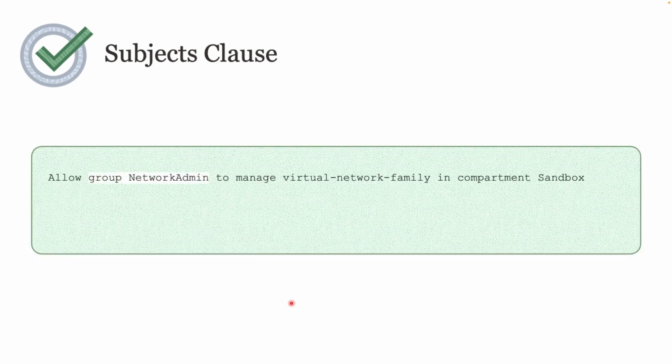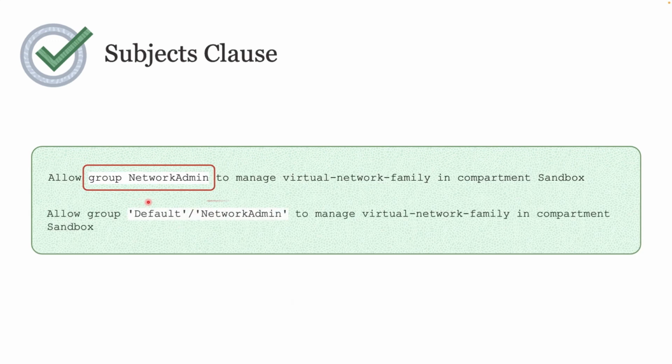One important point you should note is that when you do not prefix a domain name while writing the policy, as shown in the following example, then the default domain is implied. So you should always make a practice to prefix a domain name in a policy statement. Even if you are writing a policy for groups in the default domain, you should prefix the default to the group name to make the policy statement more readable, as shown on the screen.